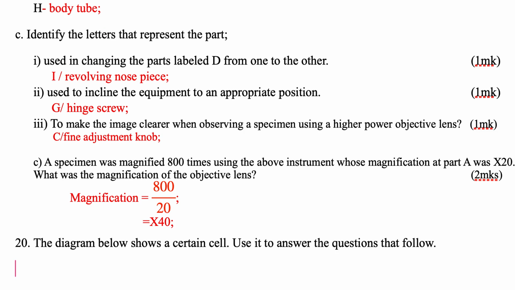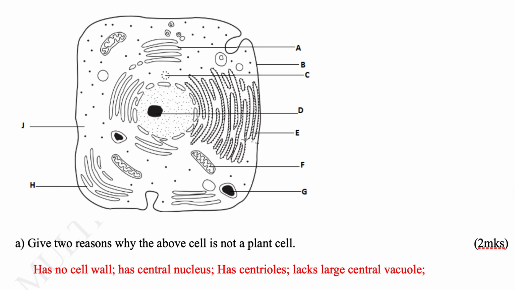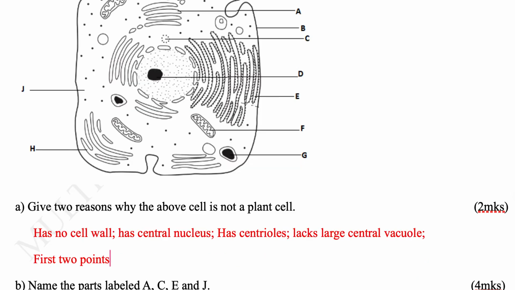Question 20. The diagram below shows a certain cell. Use it to answer the questions that follow. Give 2 reasons why the above cell is not a plant cell. It has no cell wall, or you can say it has a central nucleus, or has centrioles, or lacks a large central vacuole.